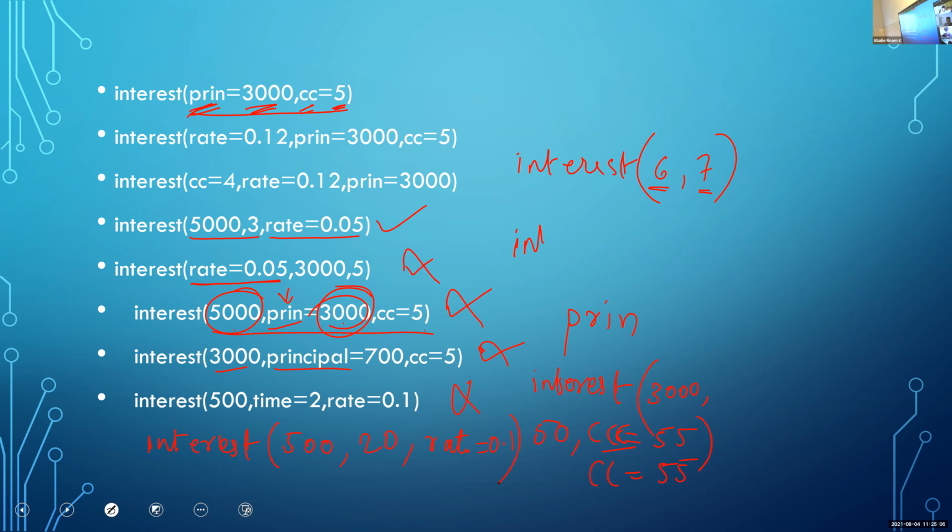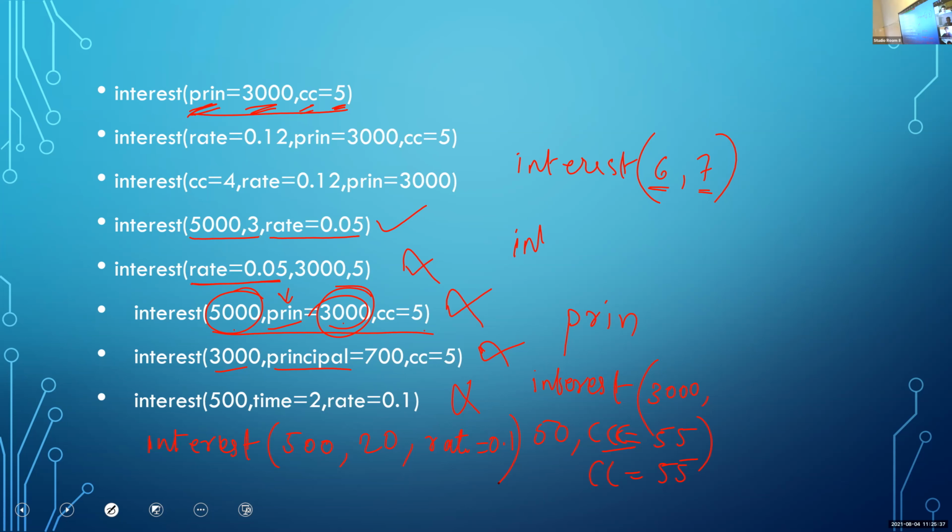Achyut, what about this one? interest(500, 20, rate=0.1). No, ma'am, invalid. Why? Because 20 is not correctly defined. 20 shouldn't be there actually, because the string, we have already given 500.